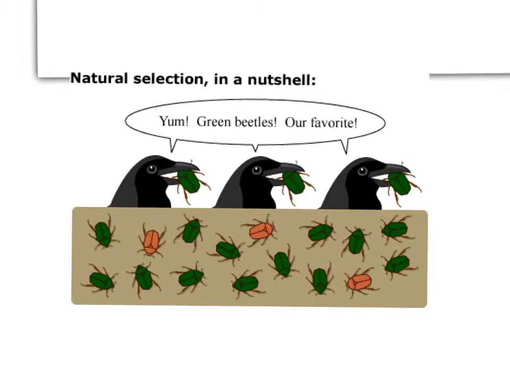So here we've got some form of insects, and what we say is there's variety with these insects. There's green ones and orange ones. The green ones are slightly easier to see on their background than the reddy brown ones. Therefore, in terms of the environment they live in, the predator, these birds here, will eat the green ones. So what we're saying is that the orange ones are better adapted.